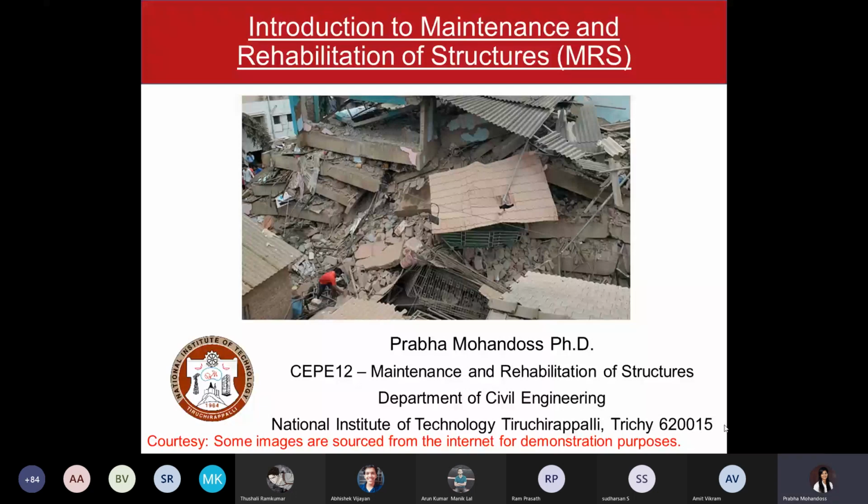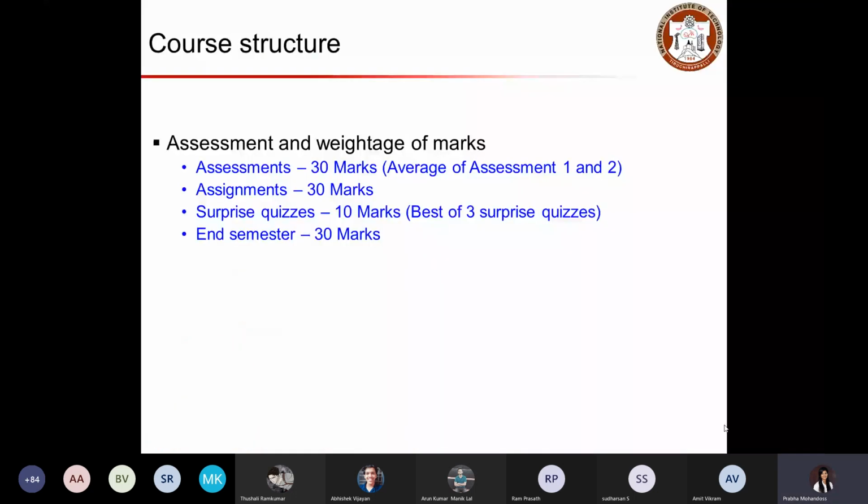And the course structure would be, I will have a mid-semester pattern. This I will change. The assessment would be mid-semester for 30 marks, and then assignments. So you will be asked to submit one or two written assignments and then one project.